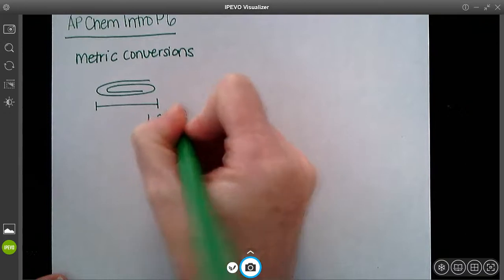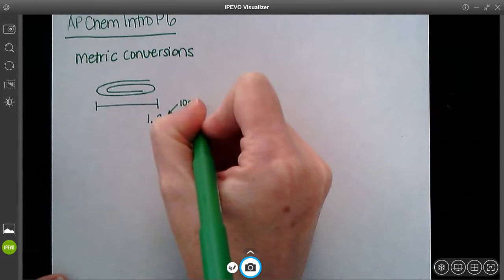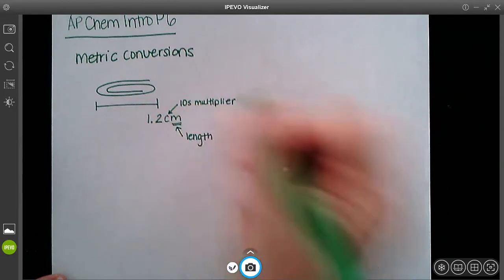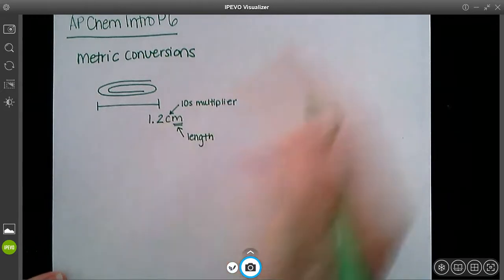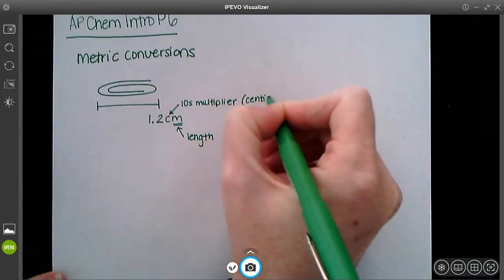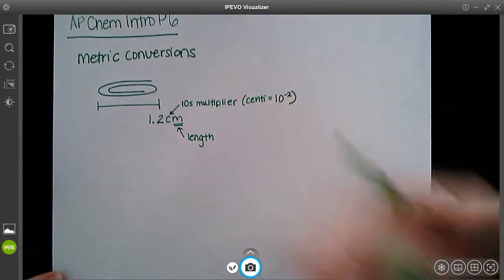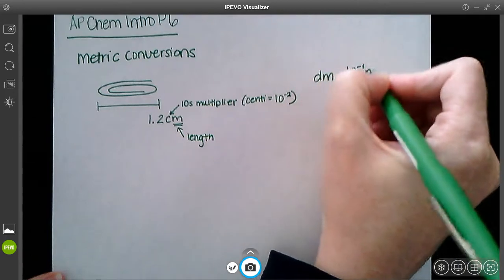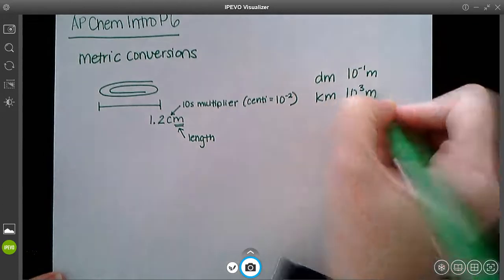And this is giving you a tens multiplier. So centi is your tens multiplier here, and centi means 10 to the negative second. We have other ones. We have decimeters, which would be 10 to the negative 1 meters. We have kilometers, which is 10 to the third meters, etc.